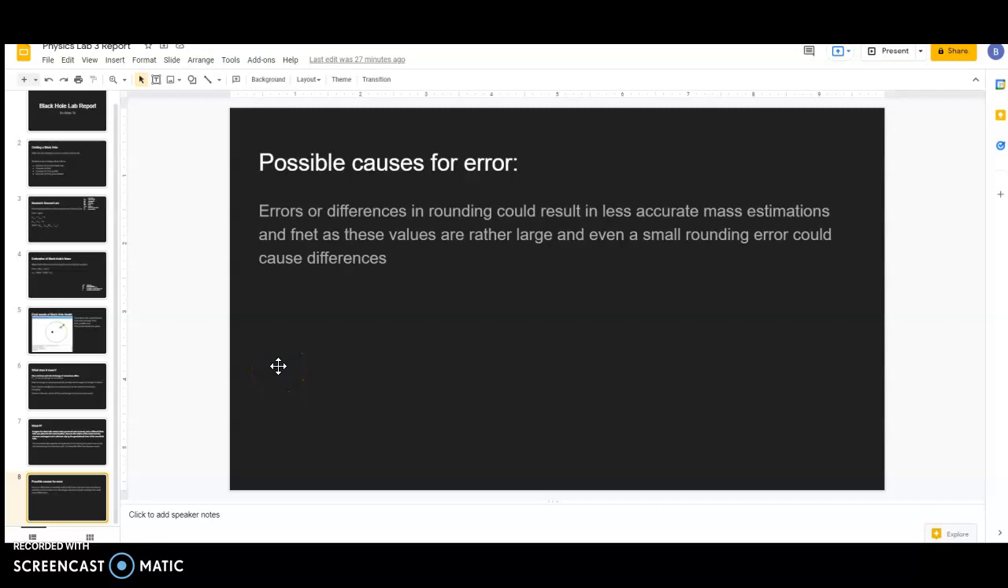Possible causes for error in the lab include differences in rounding, which would cause less accurate mass estimations and F-net calculations, as the values used to calculate each are rather large, and even a small rounding error could cause massive variations and differences.